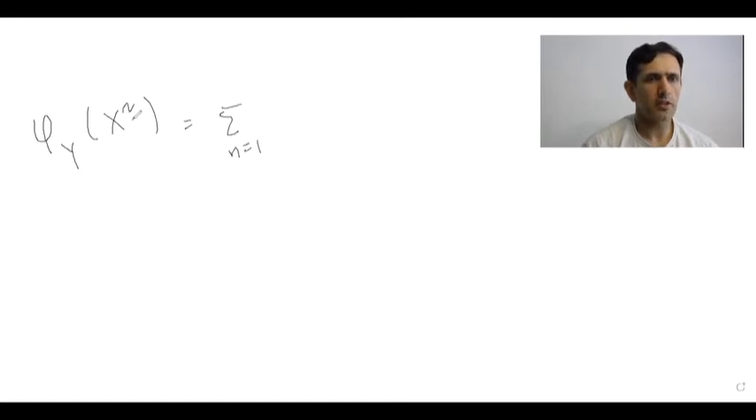Well, x_n is 0 if n is bigger than big N. So we're going to go from little n equals 1 to big N. So it's going to be x_n times y_n. All right, so what is this?